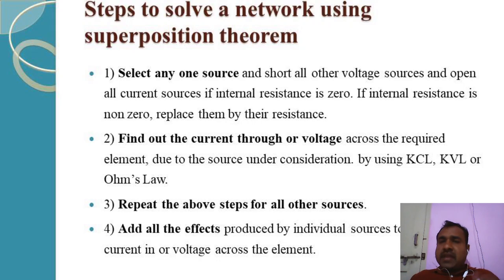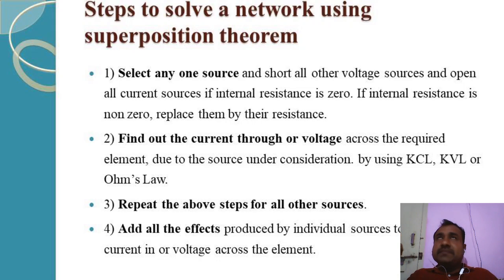Here, the first step is to select any one source and short all the other voltage sources or open all other current sources. So, you keep one source active and replace all other sources by either a short circuit if it is a voltage source, or an open circuit if it is a current source, or replace it with its internal resistance if it has an internal resistance.